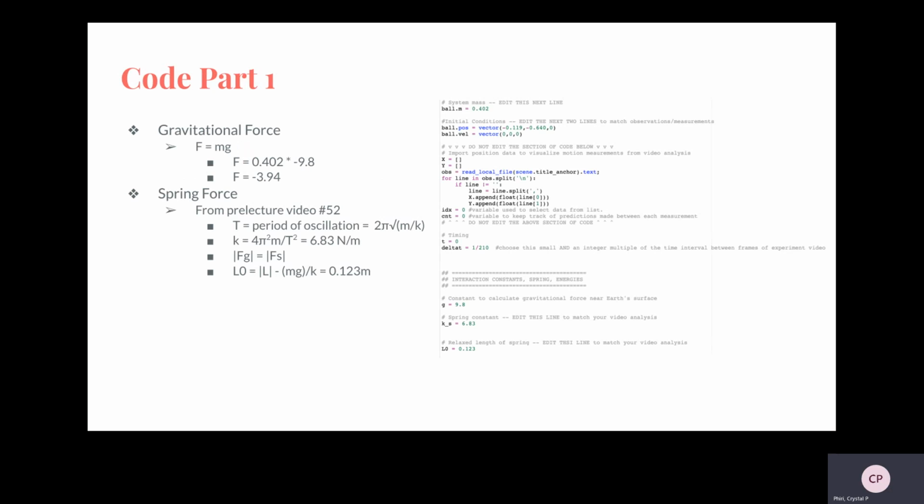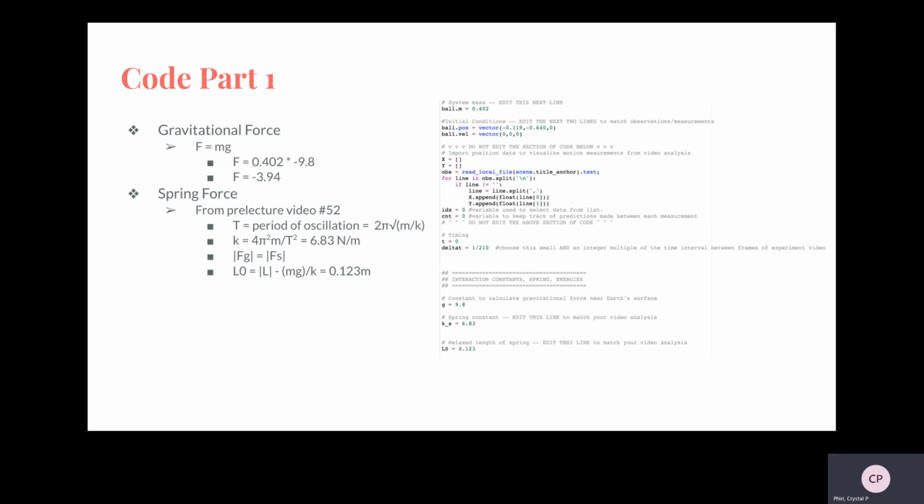Let's look at the code. As you can see, we have a few of the variables that we discussed earlier to solve for gravitational force and the spring force. We also have the relaxed length of the spring here. In order to get the relaxed length of the spring, we got it from pre-lecture video number 52. They have the period of oscillation of the mass, and using that formula, they could rearrange it to solve for the relaxed length of the spring.